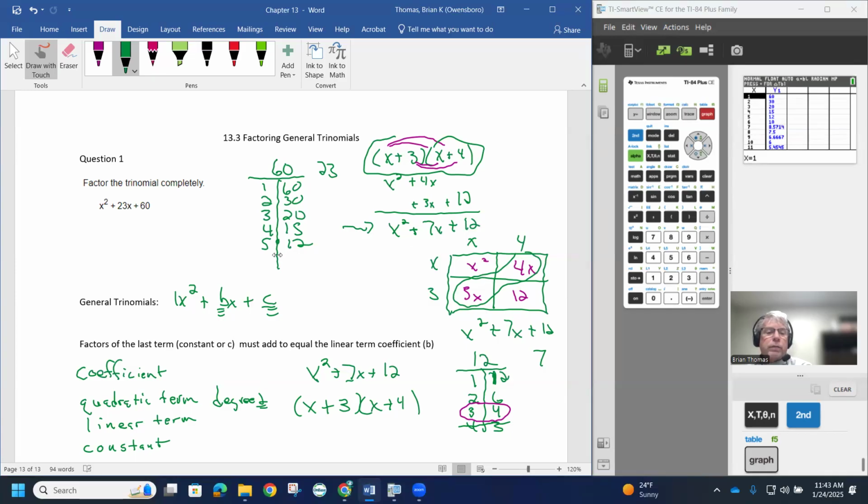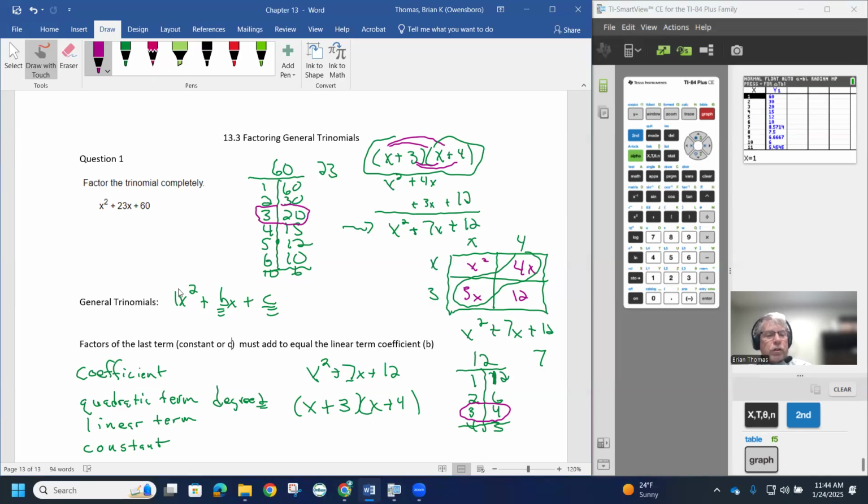6 and 10. And then it looks like 10 and 6, but notice how 10 and 6 is repeating. So what I have are 1, 2, 3, 4, 5, 6 factor pairs. But what I'm looking for is the factor pair that actually gives me a 23. So what I'm seeing then is 3 and 20. Those are the factors of 60, and they do add up to the 23.